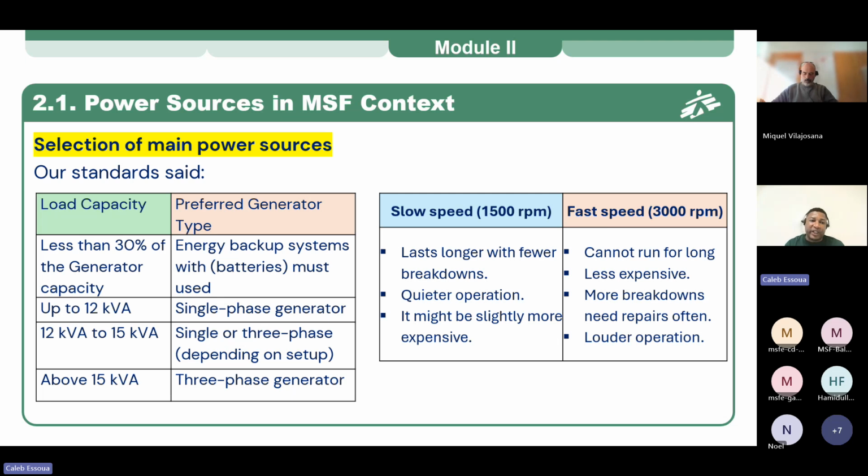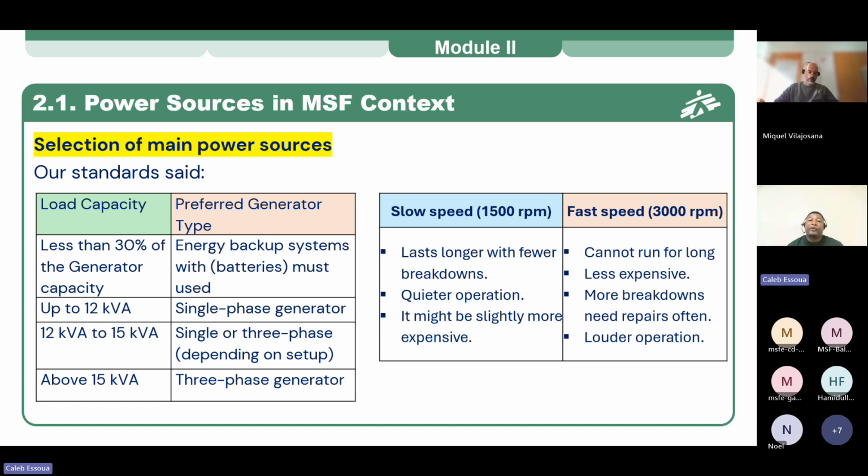I don't know for other OCs, but this is what we have as a standard. Now, if you search your generator and you are up to 12 kVA, it's advised to use a single phase generator, not a three-phase generator. And if you are around 12 kVA to 15 kVA, according to your load, you can decide if you go single phase or three phase. Because with the three phase, you can balance your load properly if you have good electrical installations. And above 15 kVA, you have to go for a three-phase generator. There's no discussion about this one.